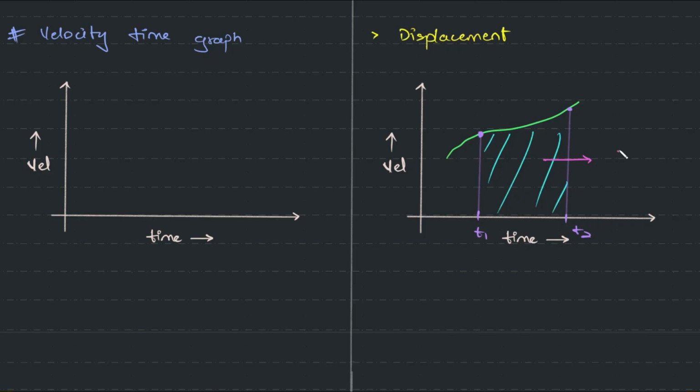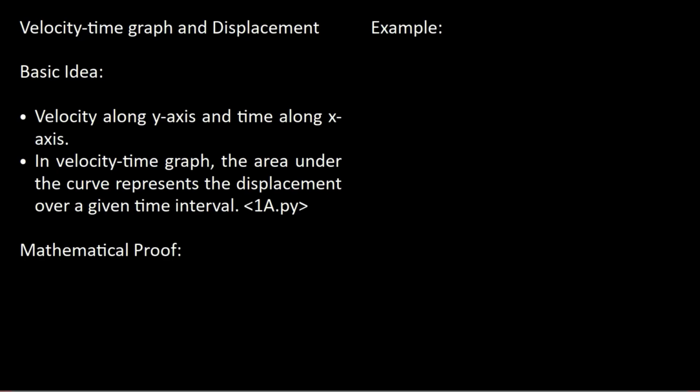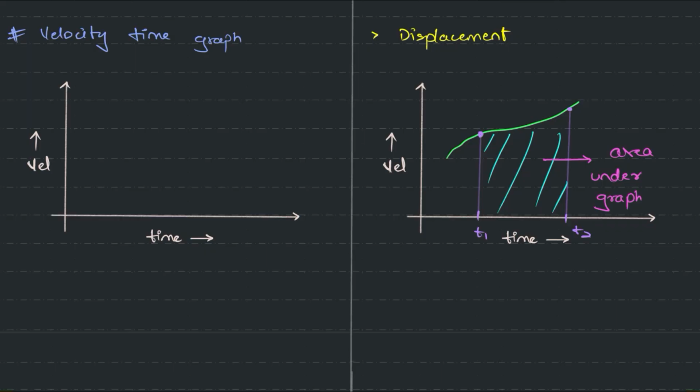This is an example of area under the graph. When it comes to a velocity time graph, if you calculate the area under the graph, you'll end up with displacement. Okay, and what else? We need to show the math as well. Math proof. Let me do this for you, the math.